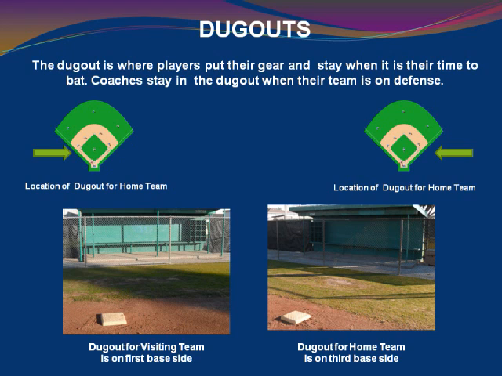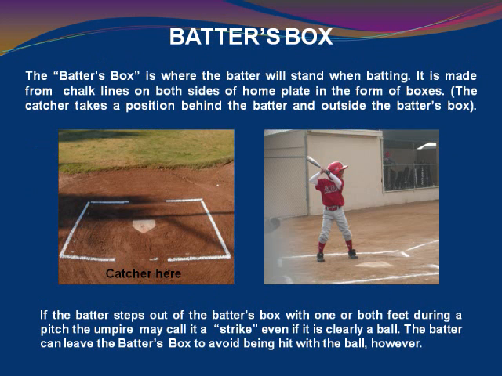The dugout is where the players put their gear and stay when it is their time to bat. Coaches stay in the dugout when the team is on defense. The location of the dugout for the home team is on the third base line side, and visitors is on the first base side as indicated.